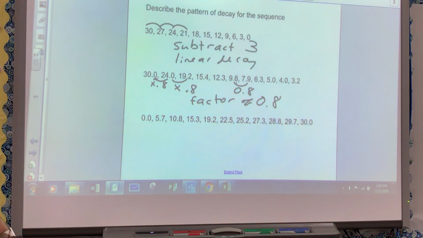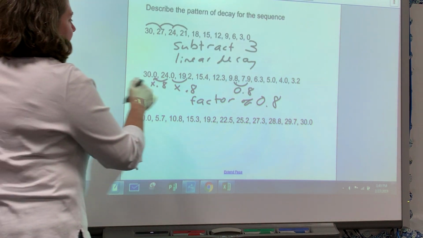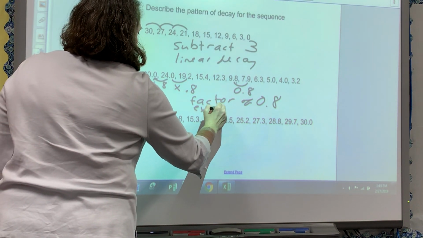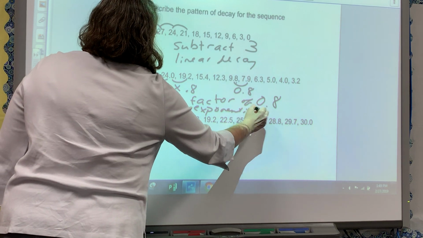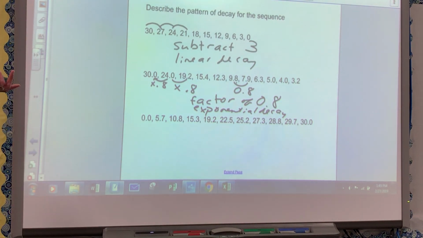So what is my kind of function? Exponential decay. It's exponential decay. When you multiply by a proper fraction, it's getting smaller. So you know it's decay.